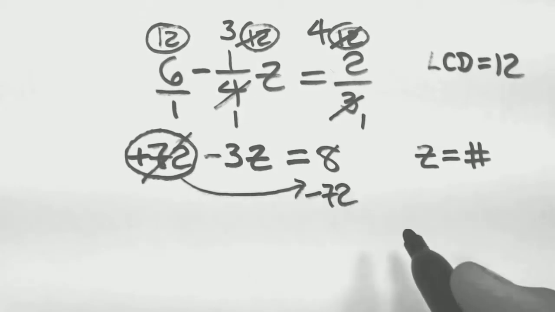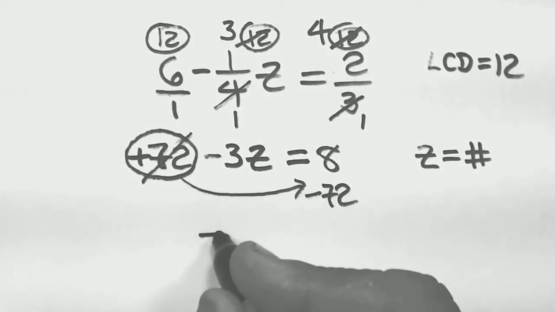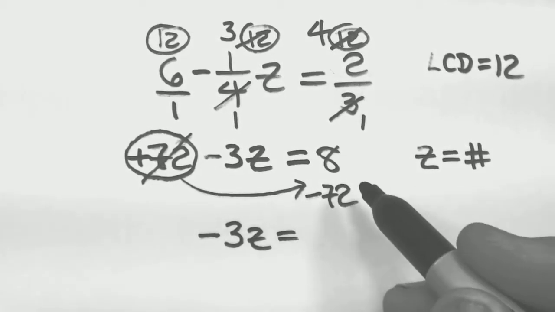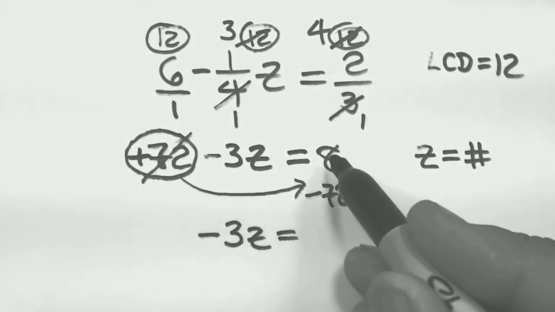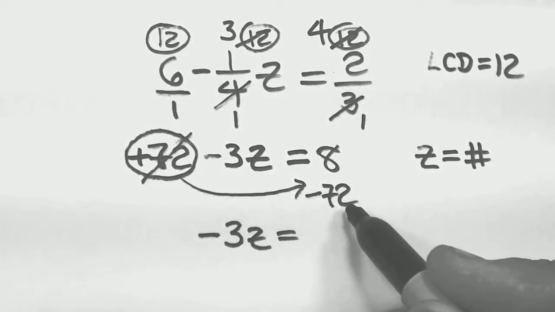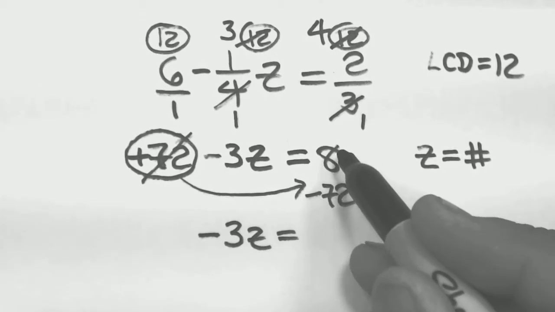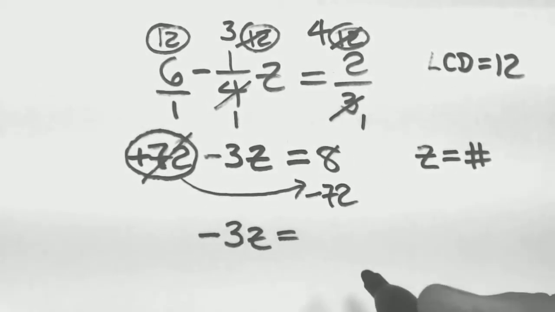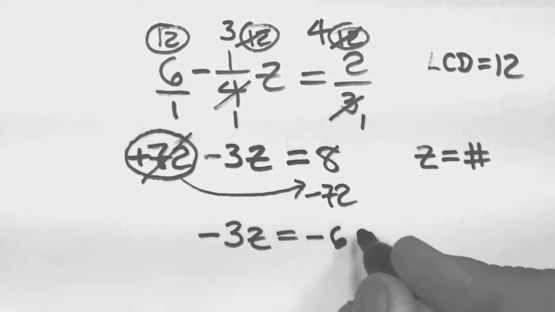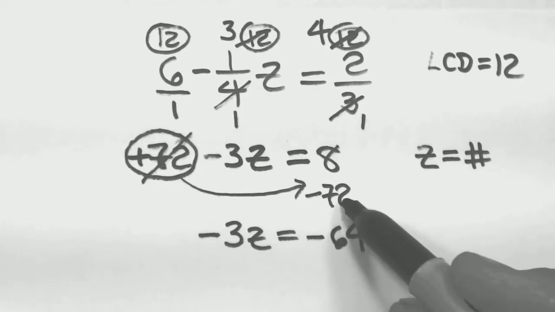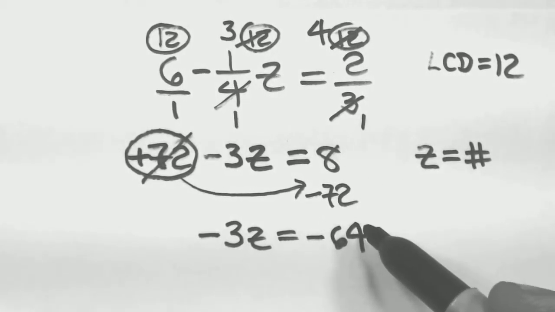Now let's see what's left on each side. On the left side, I've got negative 3z. On the right side, negative 72 and positive 8. Well, it turns out that negative wins here, and it's going to win by what? Looks like it's going to win by negative 64. Okay, so there we go. Negative wins by 64 when I combine these two guys.